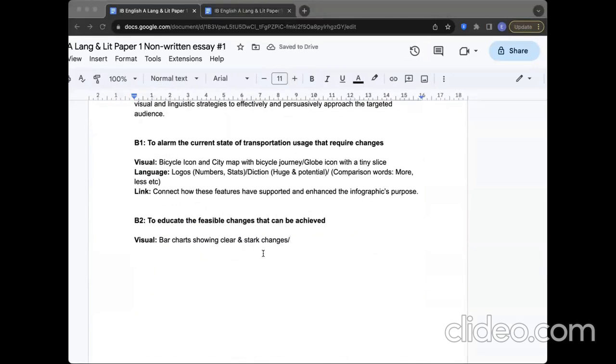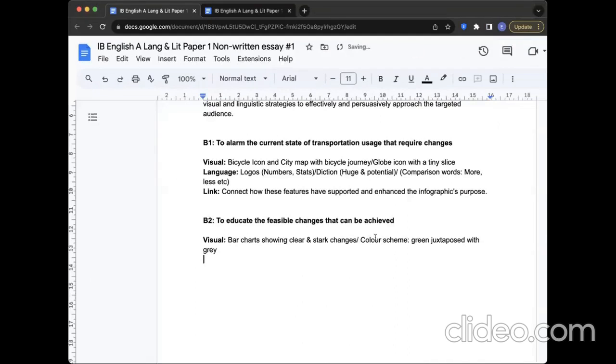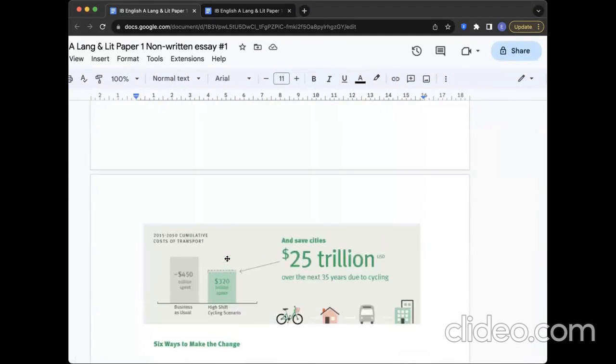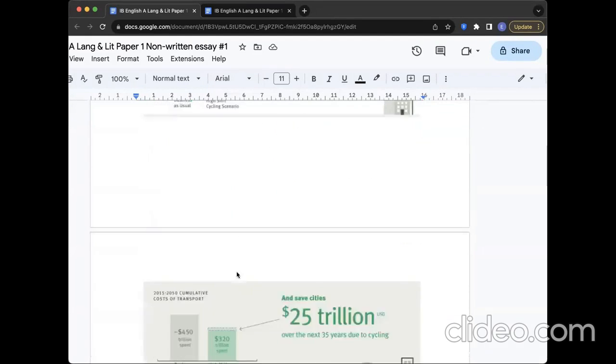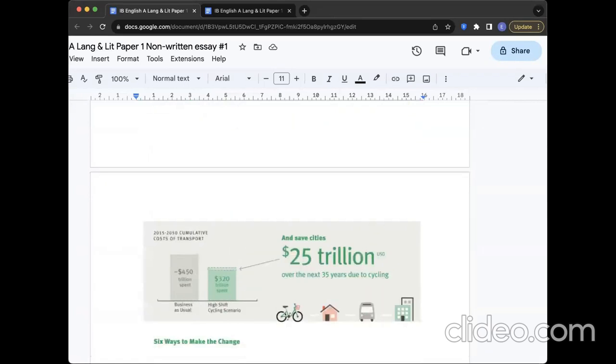Color scheme, I personally found it very clever. Green juxtaposed with gray. Like we normally connotate green with something eco-friendly and positive things, gray something pollutive, negative. So they are giving such a contrast between the green and gray, to say that if we actually transform our city into be more bicycle friendly, then we can achieve green one. We can like somehow avoid grays, you know. I think that's the intention of this infographic. Before and after, before gray, after green.